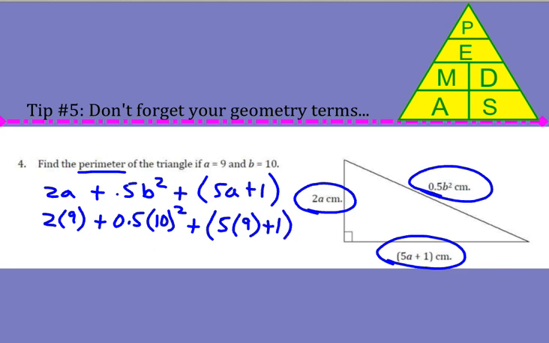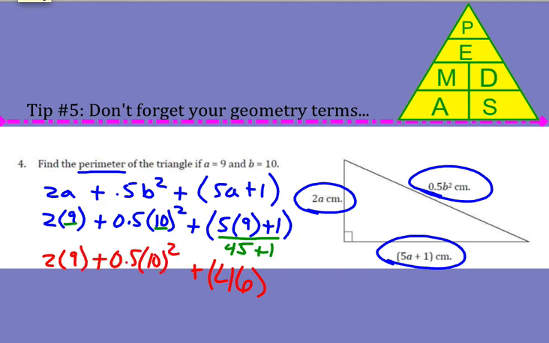So using order of operations, I would probably do what's in parentheses first. Well, here we just have a 9, just one term. Here we just have a 10. Here I can do a little bit of work. 5 times 9 is 45 plus the 1. That's going to give me 46 altogether, plus 2 times 9 plus 0.5 times 10 squared once again.